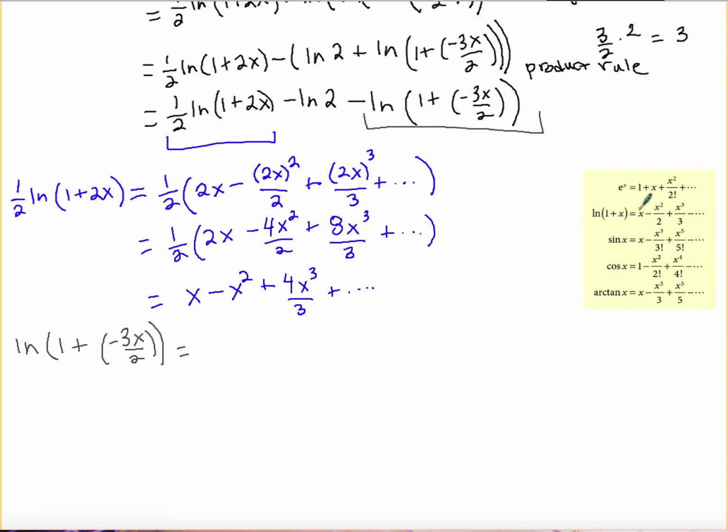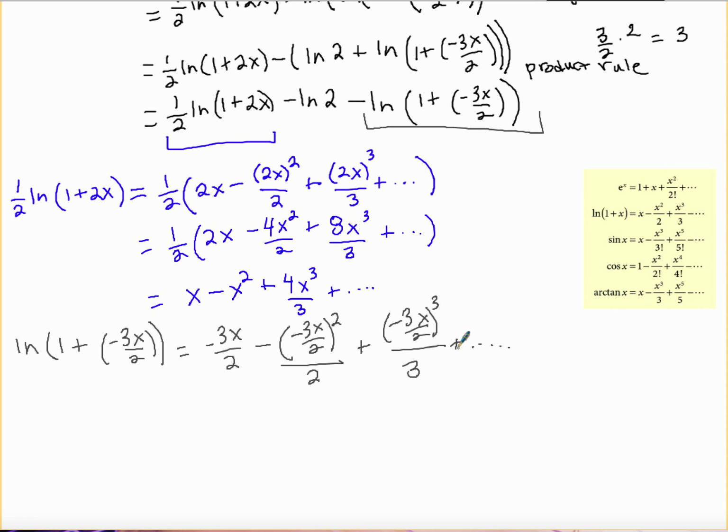So my first thing that I'm going to write is my x. Well, that's this piece right here. So that's going to be negative 3x divided by 2. Then you are going to subtract. And we're going to take this value squared. So that's negative 3x divided by 2, which we squared. And then we're going to divide it by 2. So let's divide by 2 and add the next one. So that's going to be x cubed divided by 3. So we're going to take our x, which is really negative 3x divided by 2. And we're going to take it to the power 3 and divide it by 3. And this pattern shall go on and on.